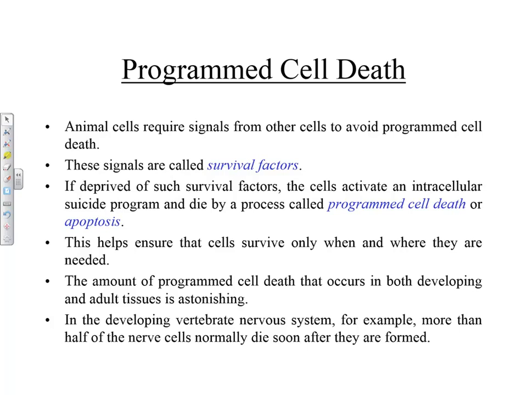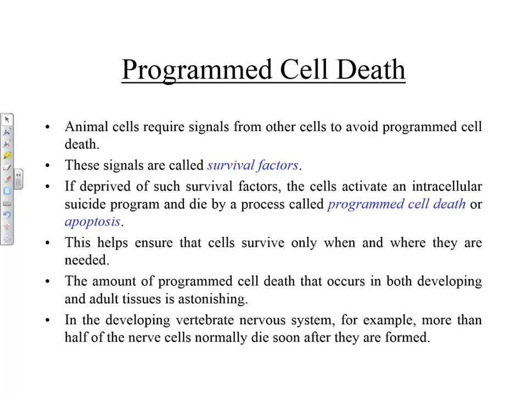Now, another aspect, in addition to proliferation, is programmed cell death. Animal cells require signals from other cells to avoid programmed cell death. So it's not just survival signals. If they don't get these survival factors, they will activate a suicidal procedure and die. If deprived of such survival factors, the cells activate an intracellular suicide program and die by a process called programmed cell death, or apoptosis. This helps ensure that cells survive only when and where they are needed.